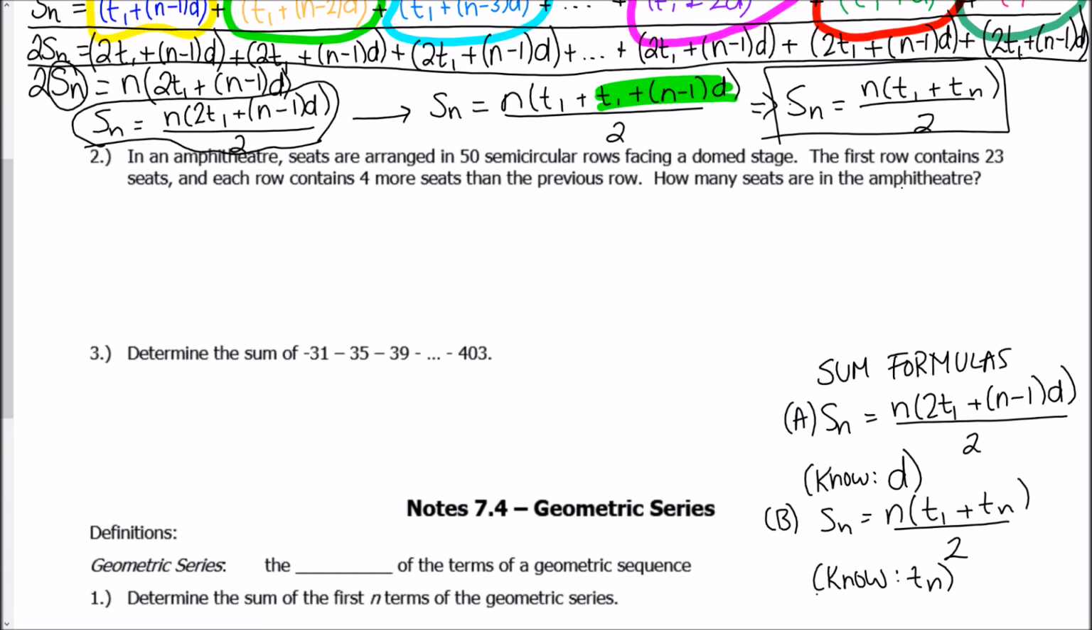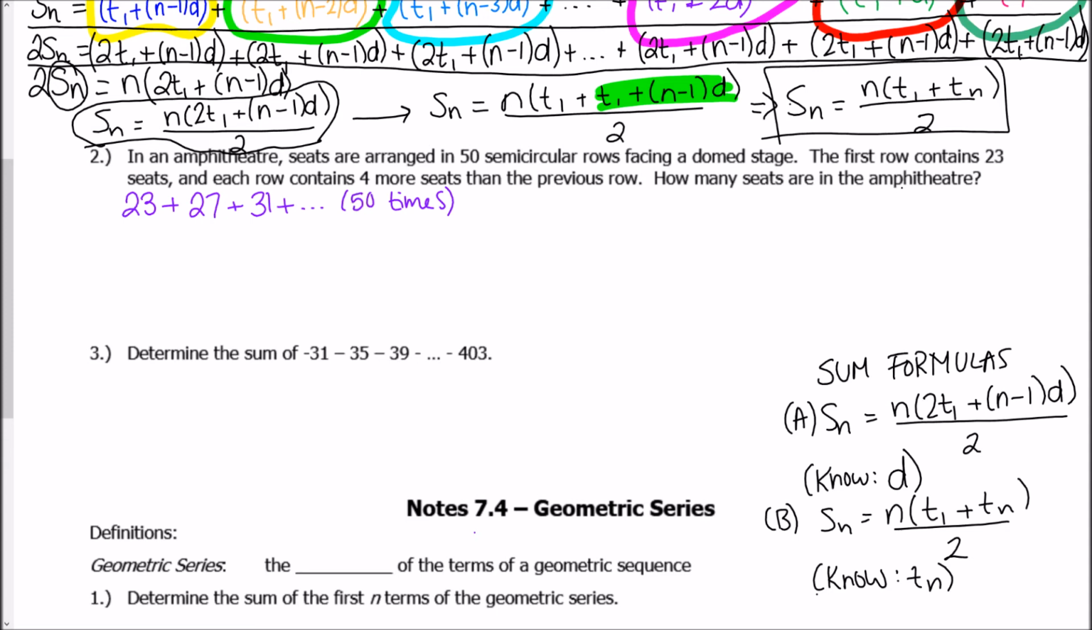Question number 2: In an amphitheater, seats are arranged in 50 semicircular rows facing a domed stage. The first row contains 23 seats, and each row contains 4 more seats than the previous row. How many seats are in the theater? Essentially, it's saying I want to take the first row, which has 23 seats, the second row, which has 4 more seats, or 27 seats, the third row, which has 4 more, and so on, and I know that there are 50 rows. So we're going to do this 50 times. I want to know how many seats there are all together.